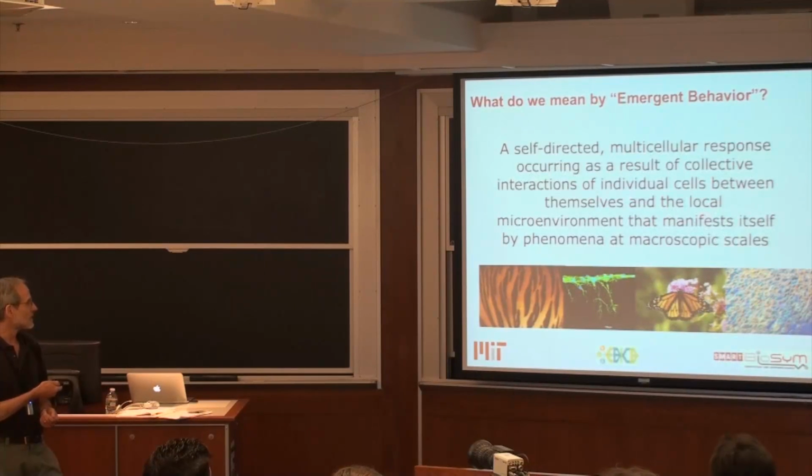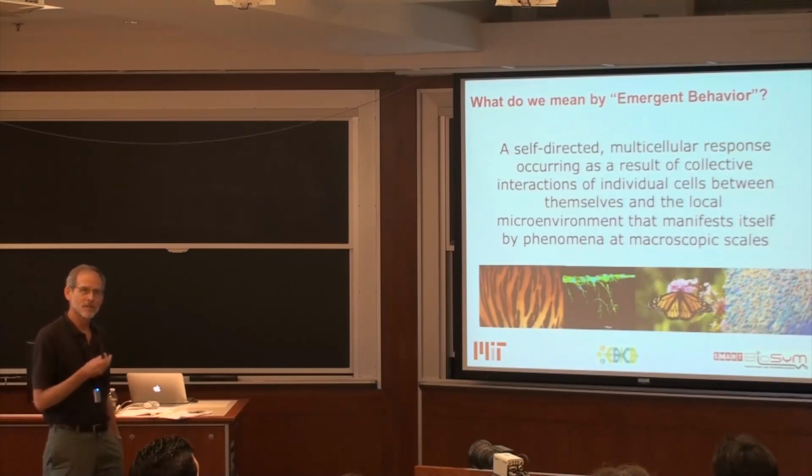So what determines this is in part the local microenvironment that the cell senses, and that manifests itself in phenomena at macroscopic scales. So I've pictured here a couple of things that you think of as emergent behaviors. Formation of tiger stripes, the vascular network that I just talked about, patterns on a butterfly, and here this is a school of fish. So it really happens at all different levels, all different scales.